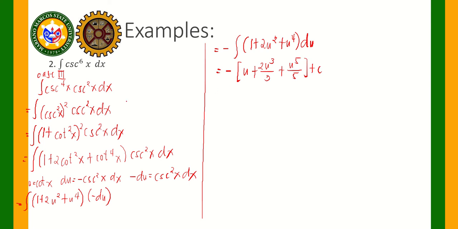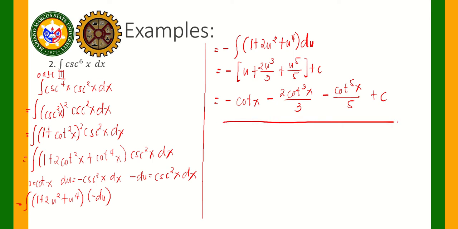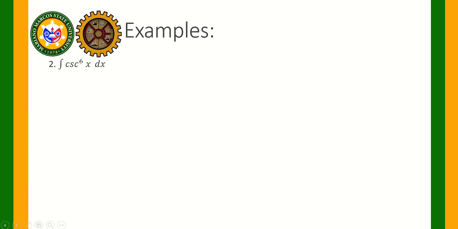So, from there, let's back substitute. What is u? That is cotangent x. So, this will be equal to negative cotangent x minus 2 cotangent cube x over 3 minus cotangent 5x over 5 plus c. So, this is the final answer for example number 2 in the power of cotangents and cosecants. Now, let's try example number 3. Okay, so example number 3 is the integral of cotangent 5 4x.